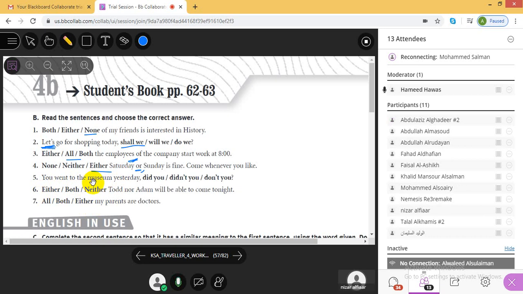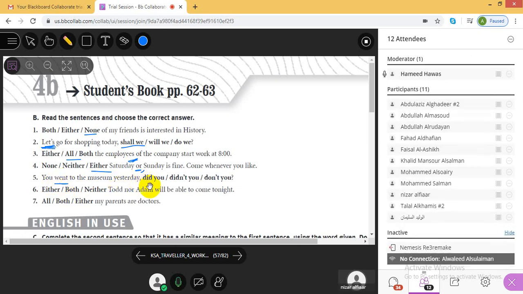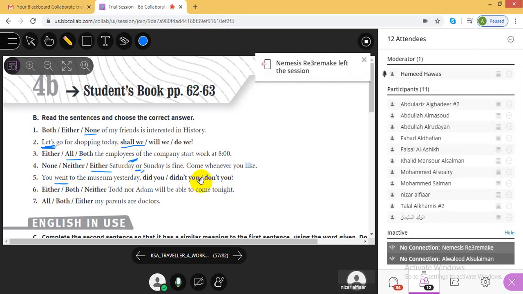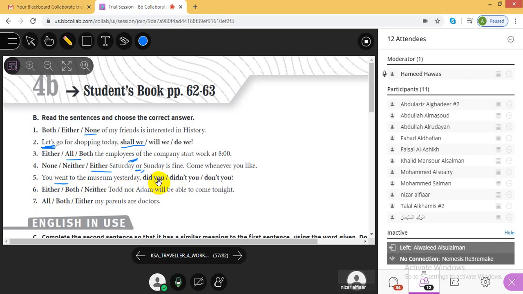You went to the museum yesterday. The original verb here is went, in past simple, and it's positive. So the tag will be negative, the opposite. If it's positive, that one will be negative. So, you went to the museum yesterday: did you, didn't you, don't you? Which one is the best answer?